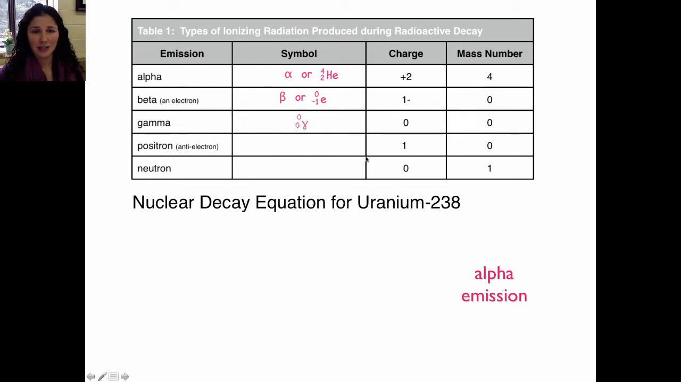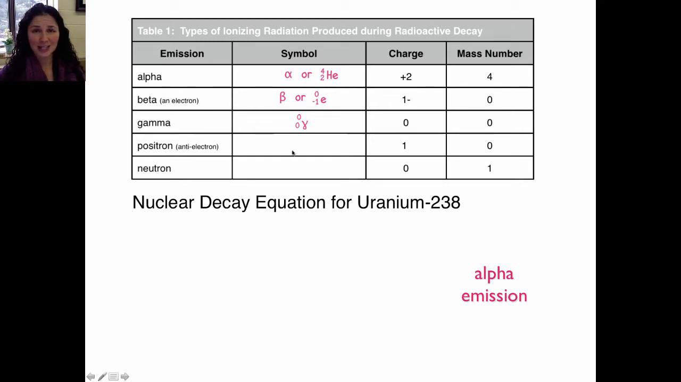A gamma is written as a Greek letter gamma, and it has no charge and no mass, so it's completely weightless and it doesn't have any protons or neutrons. It's just pure energy.